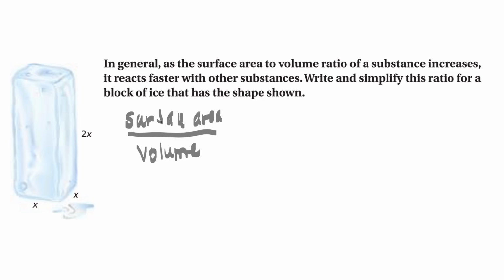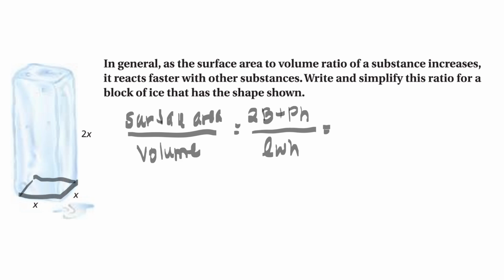So we need to remember our formulas for surface area. So in case we've forgotten, this is a prism, so 2 times the area of the base plus the perimeter of the base times the height. And for volume, because it's a rectangular prism, length times width times height. So I'm going to plug in my base down here is a rectangle, it's actually a square, x times x. So I have 2 times x squared. My perimeter, there's 4 sides, x plus x plus x plus x would be 4x. And then my height, 2x. And I'll simplify that in just a second here.